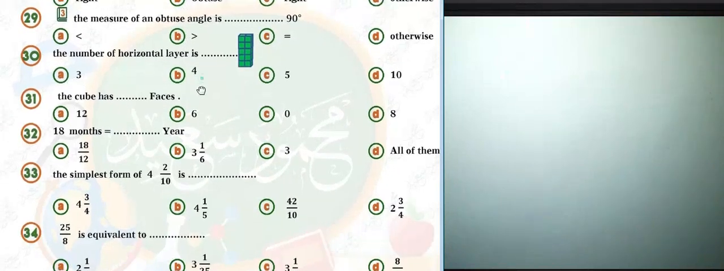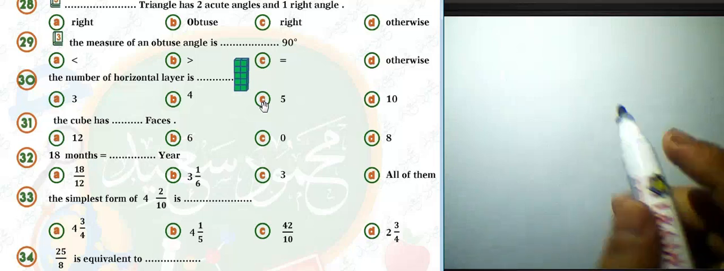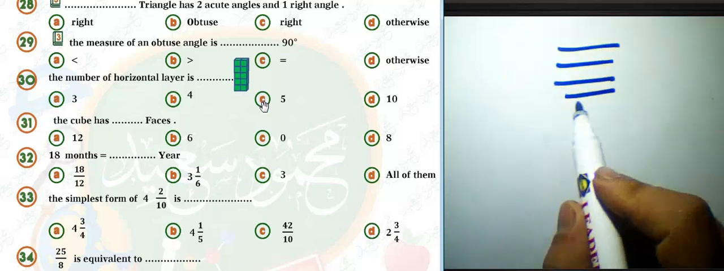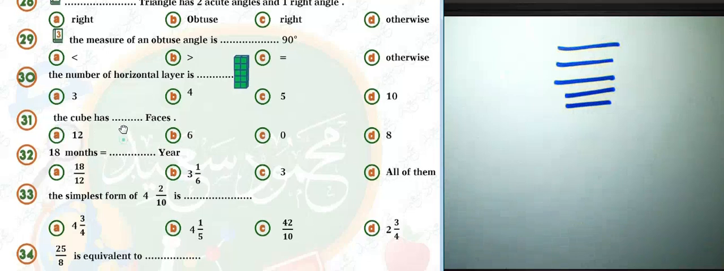The number of horizontal layers here is, count with me, 1, 2, 3, 4, 5. 5 horizontal layers. Horizontal layer means the horizontal here. The cube has 6 faces and 8 vertices and 12 edges. Okay. Question 31. The cube has 6 faces. Choose letter B about question 31.